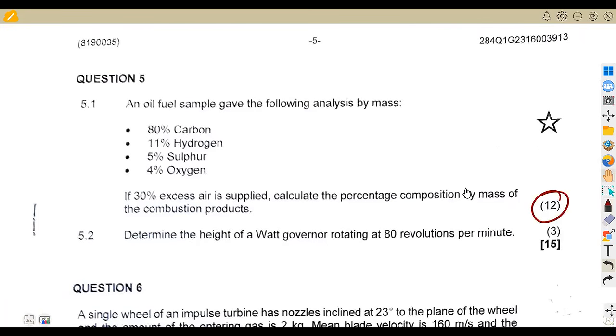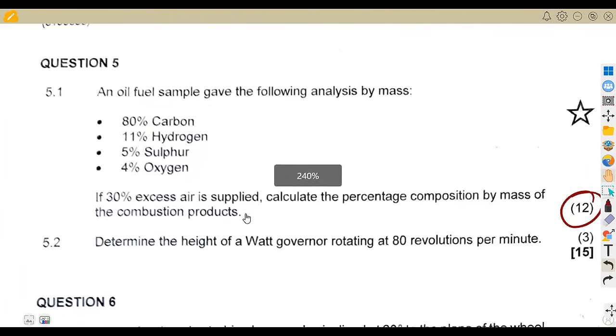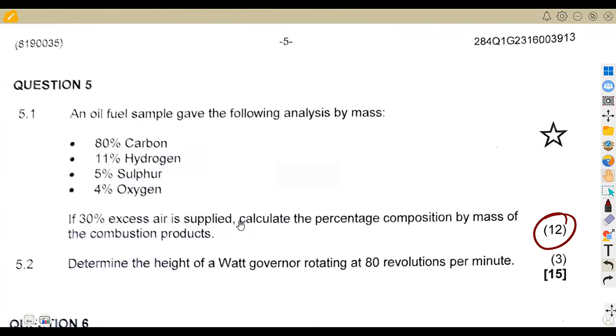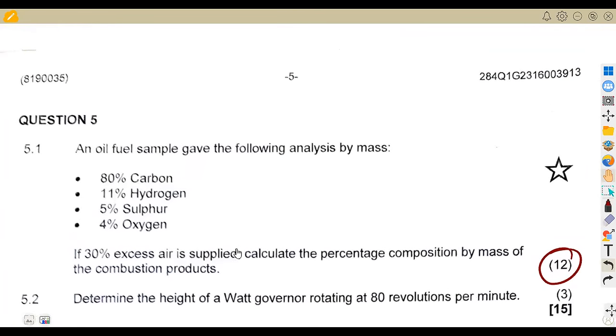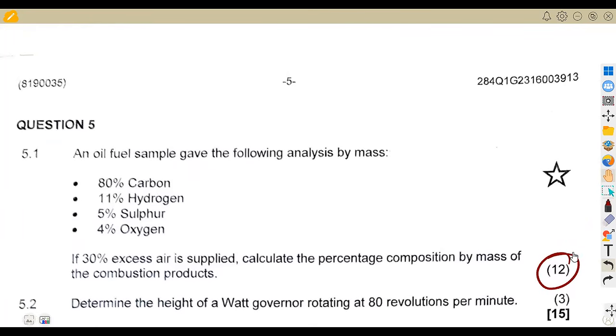12 marks for that. All right, 5.2: determine the height of a watt governor rotating at 80 revolutions per minute. For a watt governor, if we are not given the mass of the arms, they are not considered. We are going to take our formula as the height H is equal to the gravitational acceleration over omega squared, whereby omega is the speed in rad per second.